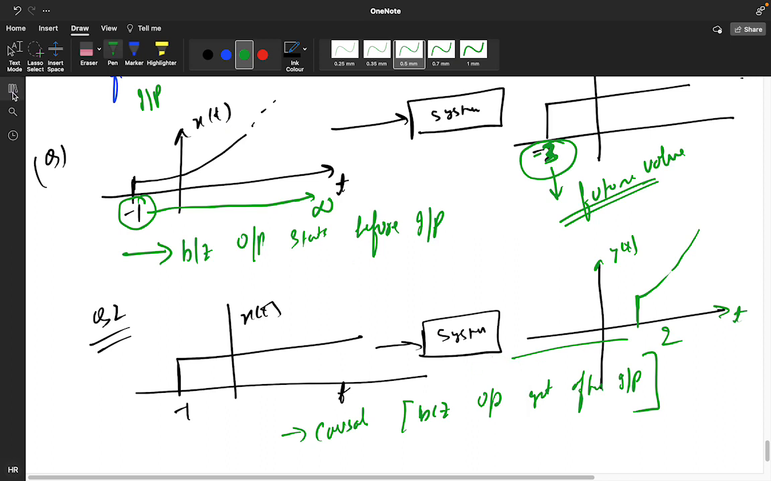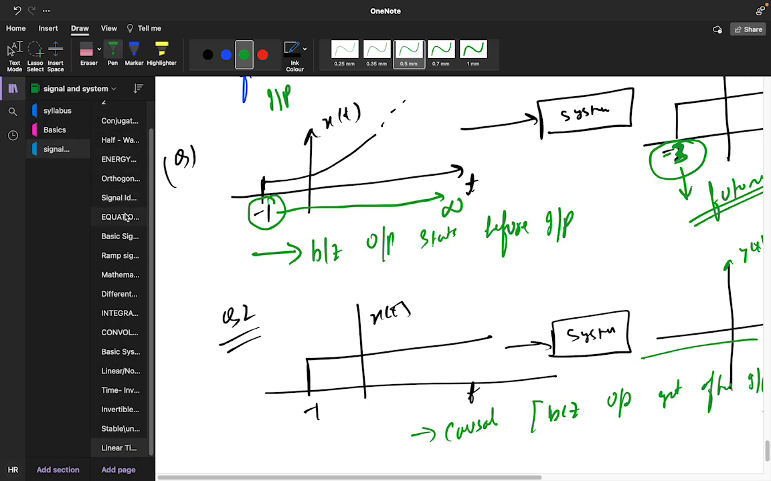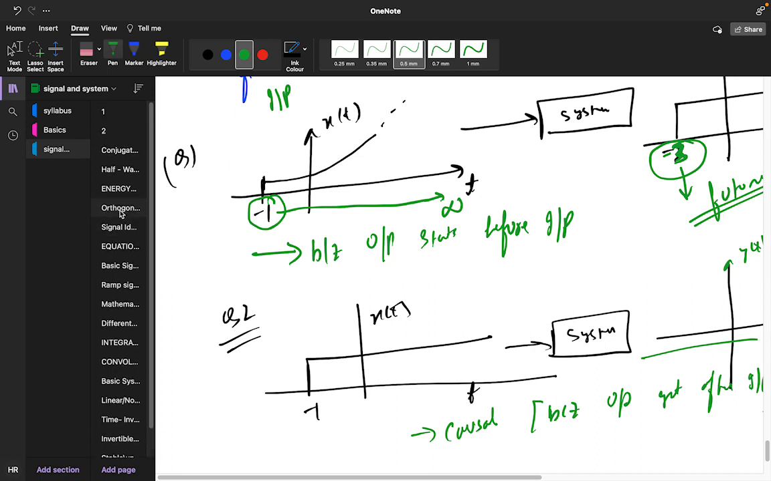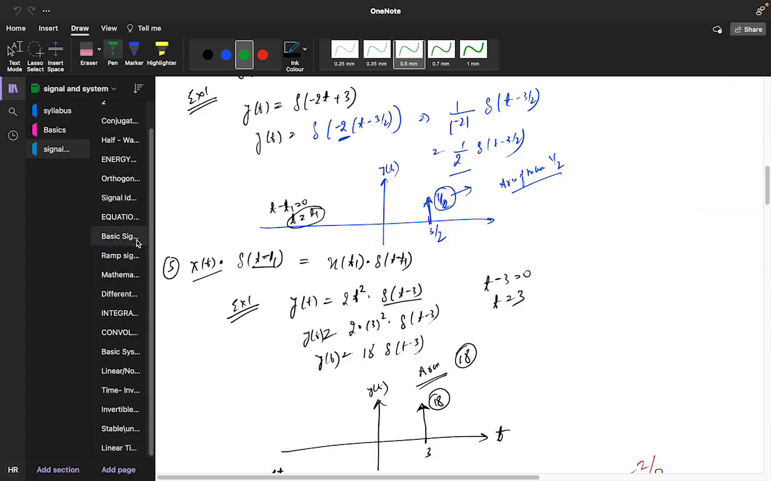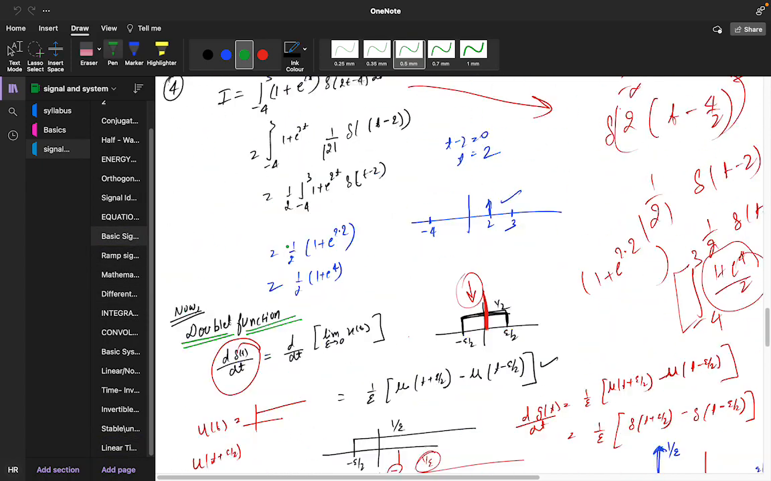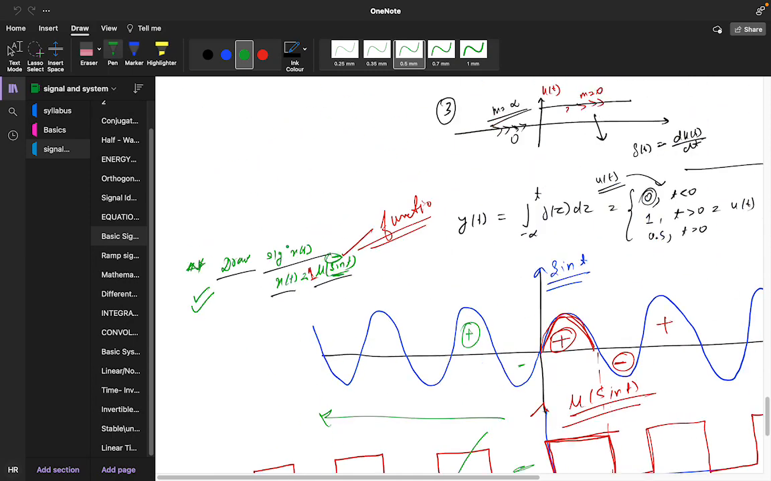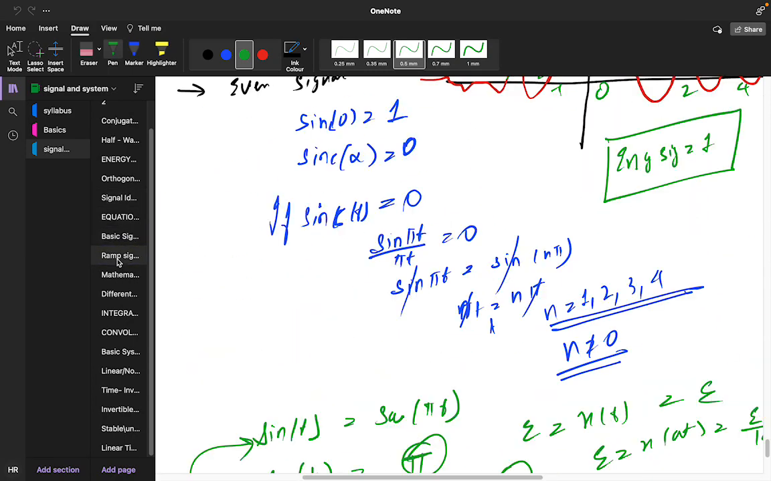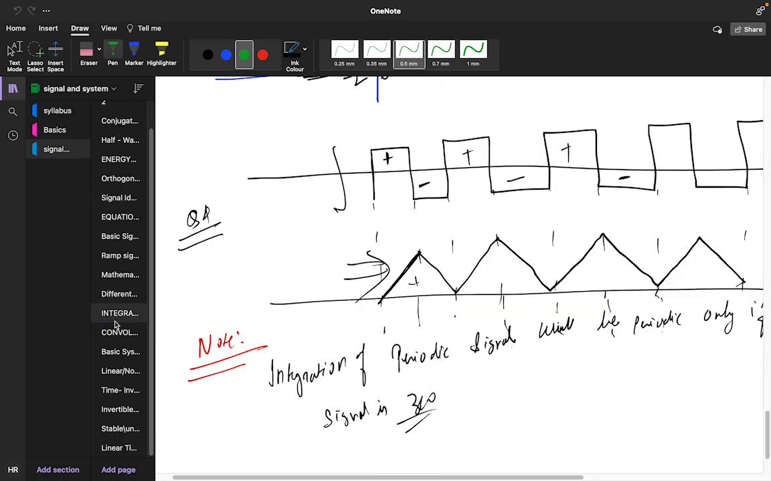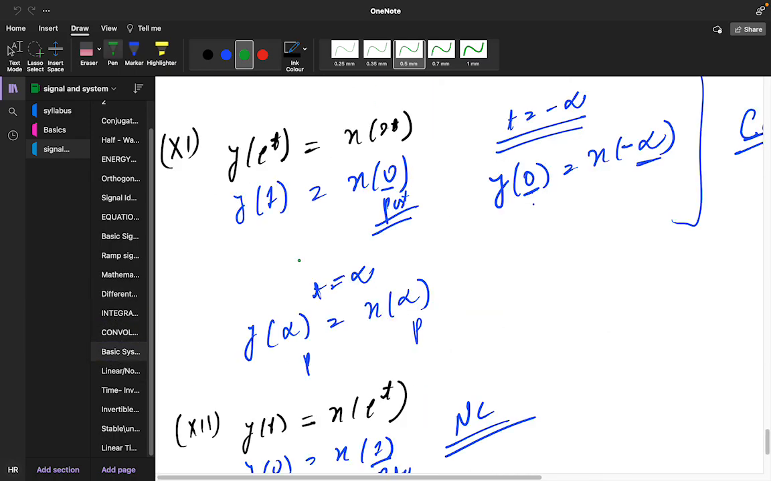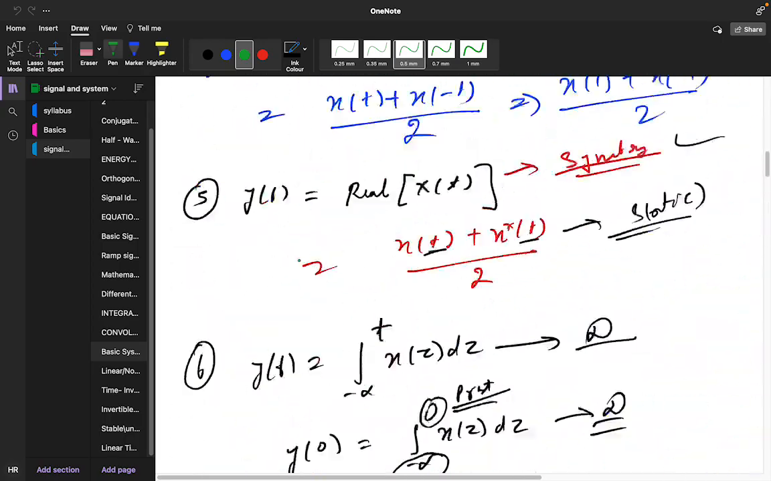So I hope I had given you a particular example of causal and non-causal, and I taught you causal and non-causal. These things you should know very perfectly. In the basic signals, we discussed signals, mathematical equations, convolutions, basic systems.